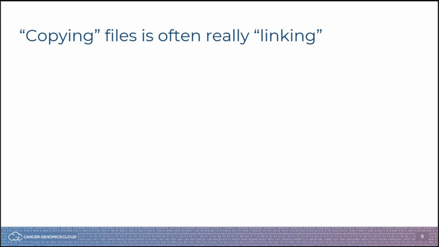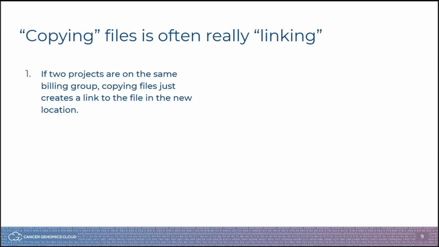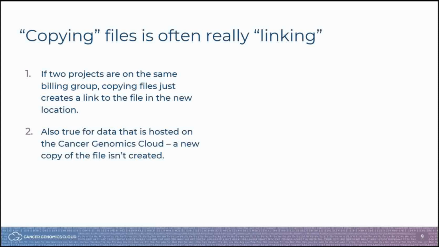Another thing that's important to note about copying files is that in many cases, it's not really copying. If two projects are on the same billing group as these two demo projects are, the files only actually exist in one location on the cloud storage. That means I'm only paying for storage once for these files. This is also true for hosted data on the Cancer Genomics Cloud, such as the TCGA datasets or public reference files. When you copy those into your project, a new copy of the file isn't created, you're just creating a link to access that file.